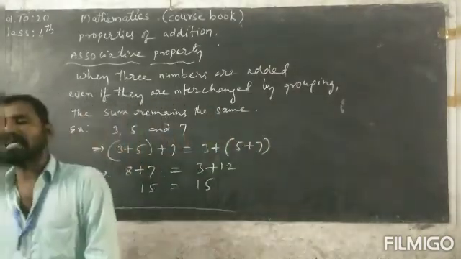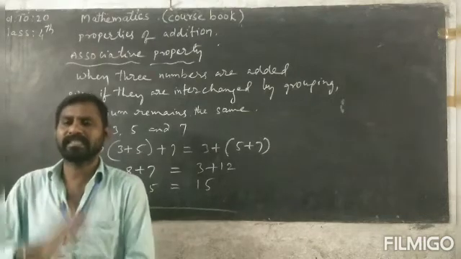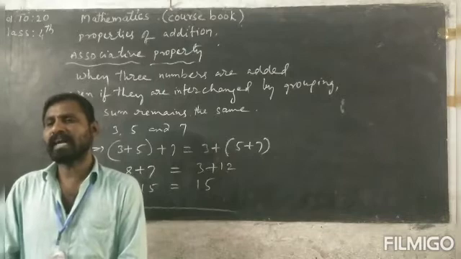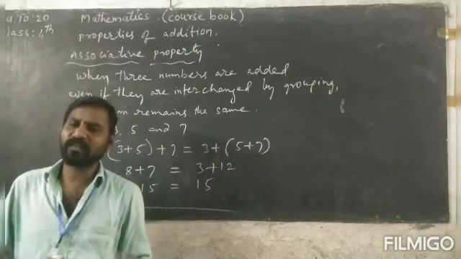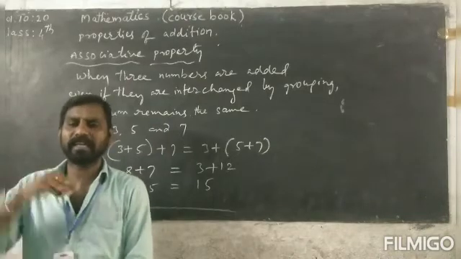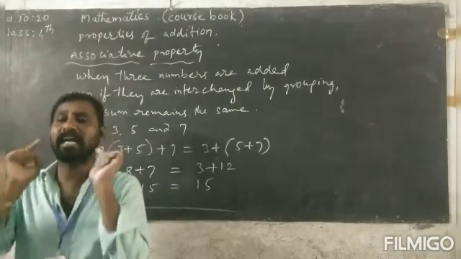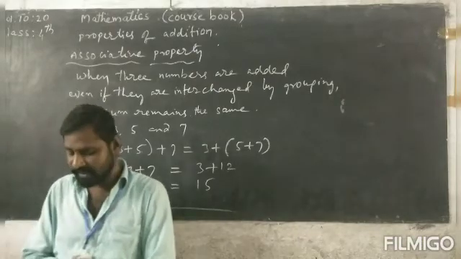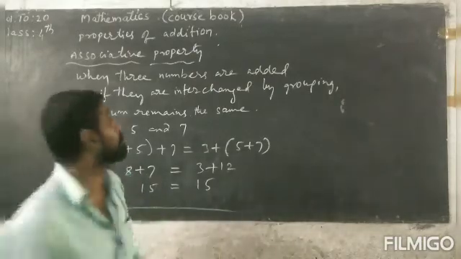Means 8 plus 0, you get 8. 9 plus 0, you get 9. 208 plus 0, you get 208. 0 is added to any number, you get the same number. Here 0 is called the identity. Did you understand? This is called the identity property.